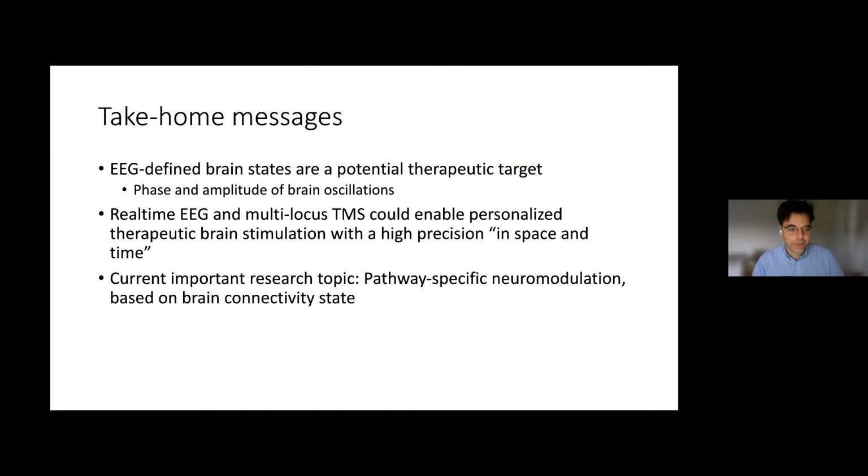Take-home message: EEG, we believe, can help us define therapeutic targets. Phase and amplitude of oscillations is a start. This real-time multilocus method can solve both problems of where to stimulate and when to stimulate. And I think the important research topic is how to move to this individual pathway-specific neuromodulation, which clearly requires an understanding of brain connectivity states.